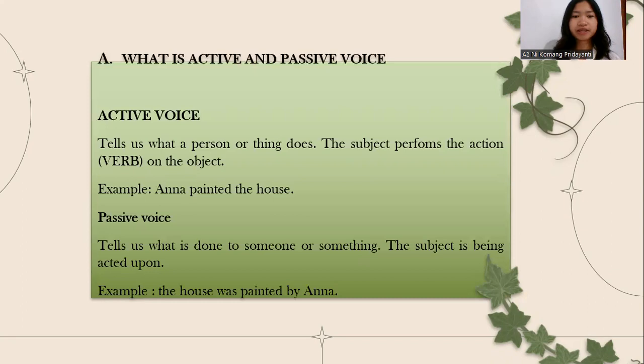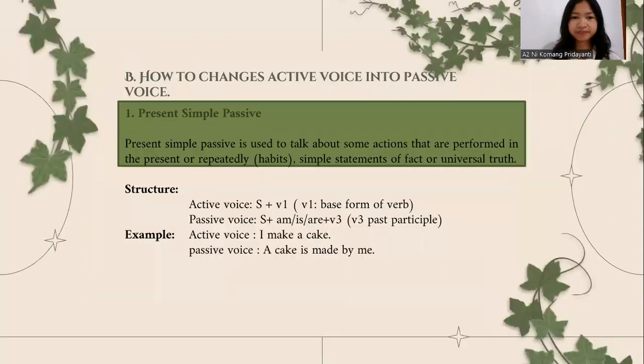Okay, let's start with the definition of active and passive voice. Active voice tells us what a person or thing does. For example, Anna painted the house. And then passive voice tells us what is done to someone or something. For example, the house was painted by Anna. Okay, and then how to change active voice into passive voice?